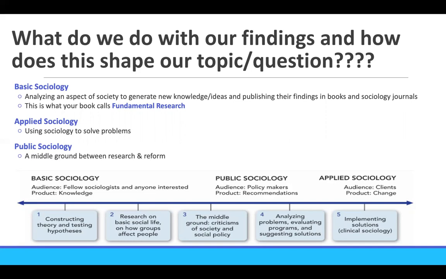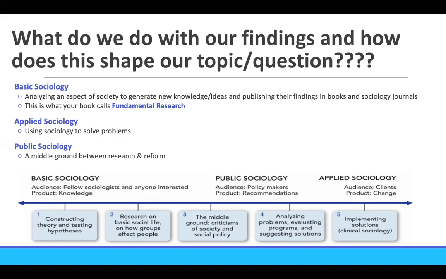Now, the other possibility in terms of what you would want to do with your findings is if you want to use your findings to solve society's problems. Your book calls this applied research, or applied sociology, where you're using sociology to solve society's problems. Usually those types of topics and questions are related to social problems and social conditions that we see in a society. Things like poverty or educational inequity or sexism.